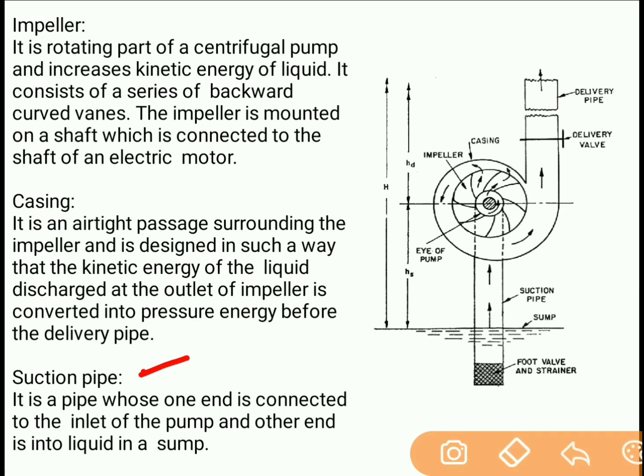Next component is the suction pipe. It is the pipe whose one end is connected to the inlet of the pump and the other end is connected to the sump. So this is the suction pipe over here.